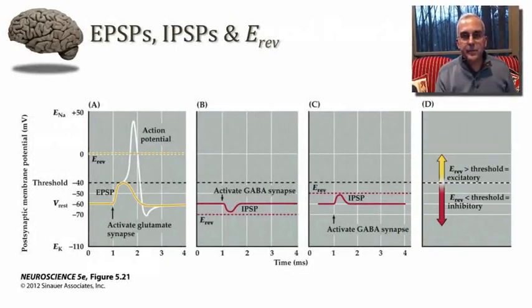So I want us to spend just a little bit of time with what I consider to be a very important figure from the textbook that we've been reading along with this course so far. It's figure 5.21, and it pertains to these concepts of excitatory postsynaptic potential, inhibitory postsynaptic potential, and how we can understand and even define those terms relative to the reversal potential.